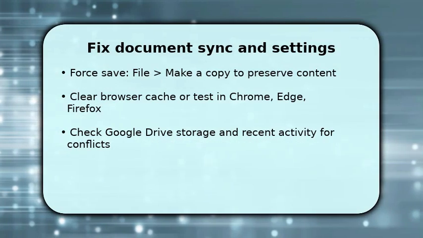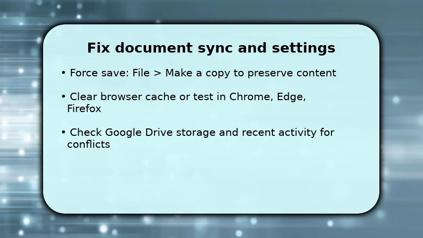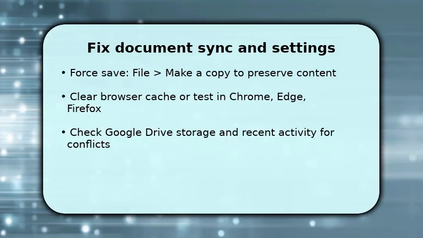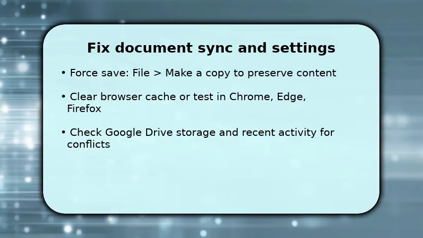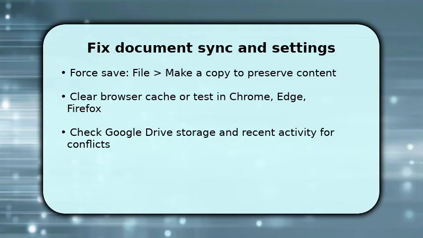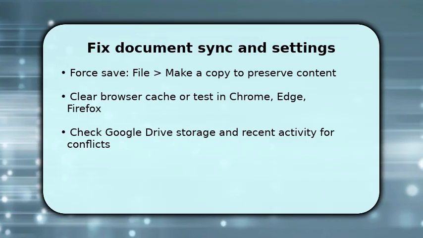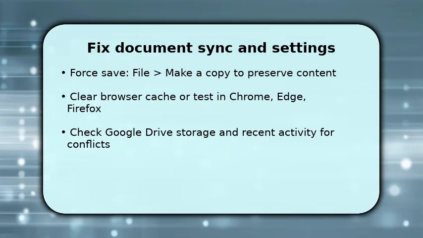You now focus on syncing and document state. First, make a copy to preserve edits before experimenting. Then clear browser cache or test the file in a different browser to separate cache issues from account problems. Check Google Drive storage and the document's activity pane for conflicting edits or version history. You can restore a prior version if needed.